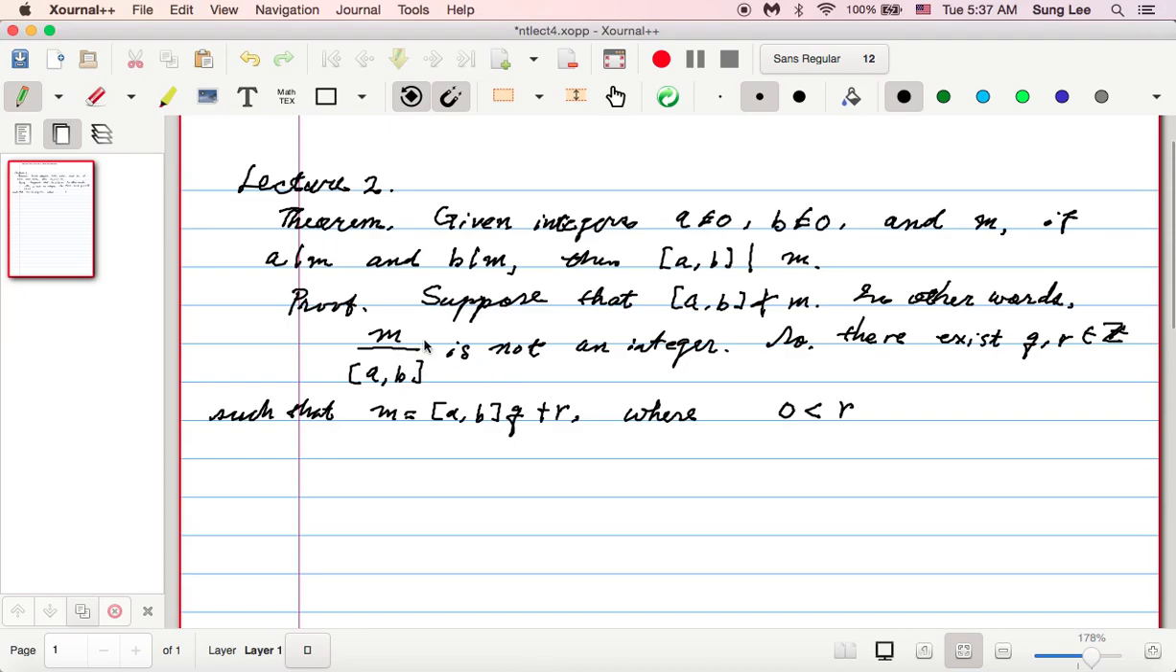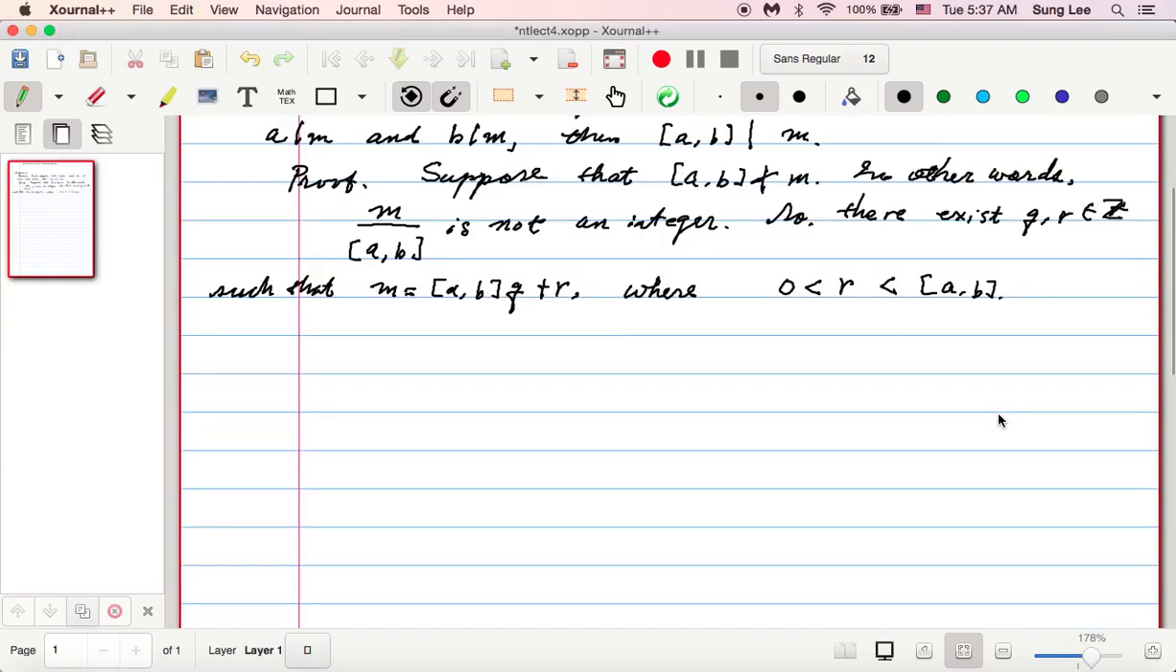In this case, we know, by our assumption, that m over the least common multiple of a and b is not an integer, so r has to be strictly greater than 0 and strictly less than the least common multiple of a and b. Okay, so we got that. This is nothing other than just applying the division algorithm. Now we are going to solve this for r.